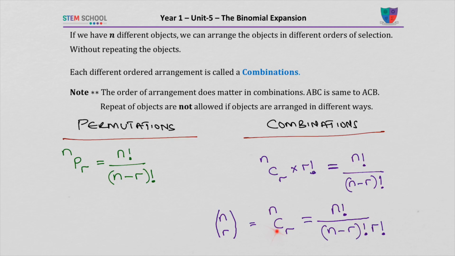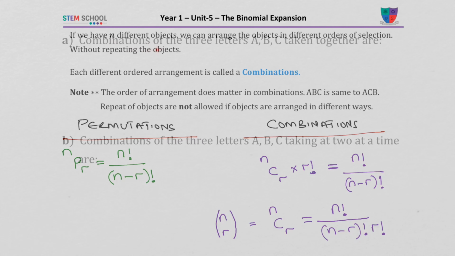So if we divide both sides by r factorial, we then get nCr equals n factorial over (n minus r) factorial times r factorial. The r factorial is reducing or eliminating the repeating factors. And we can also write nCr as n colon r in brackets.